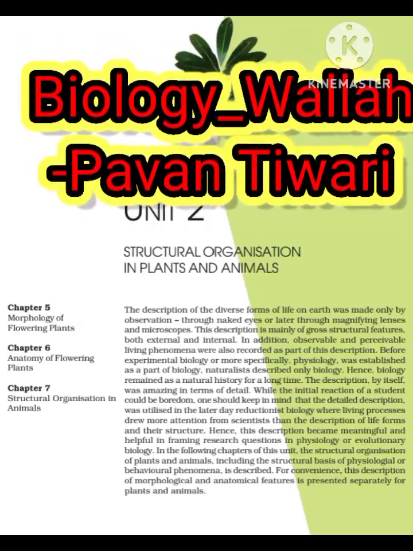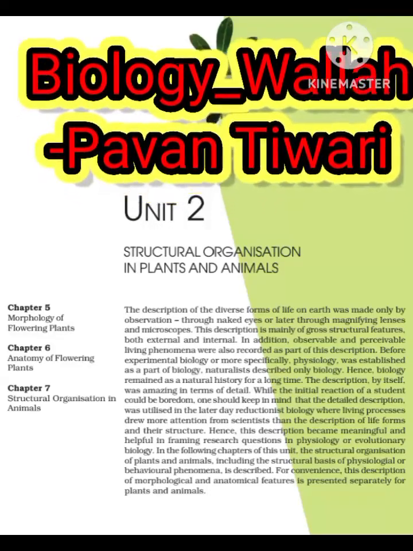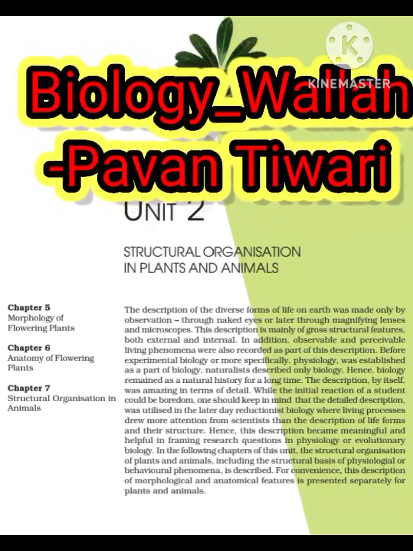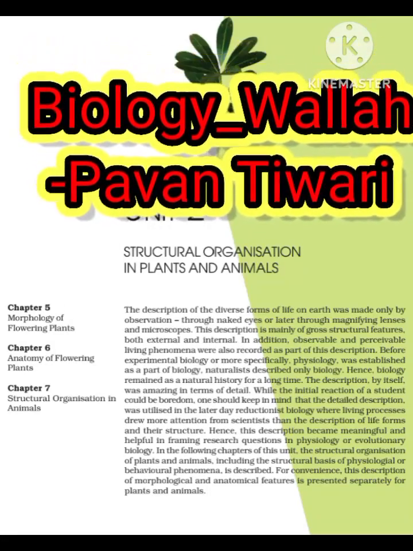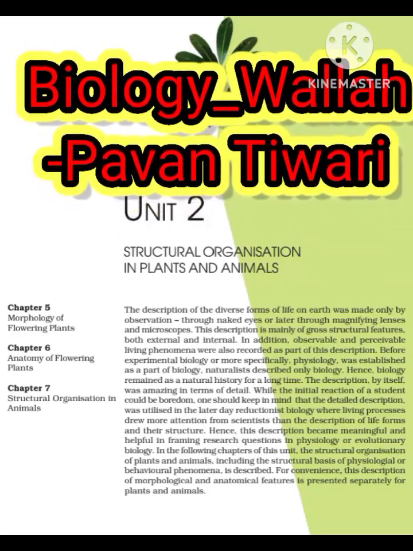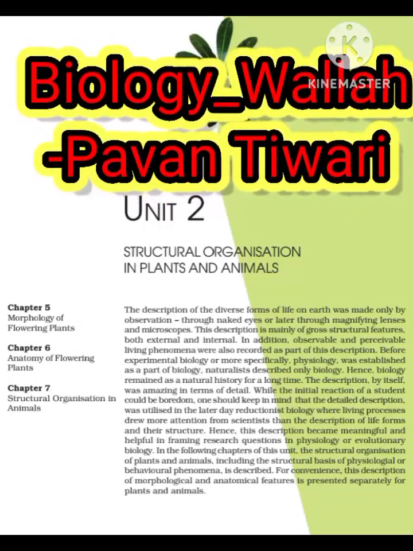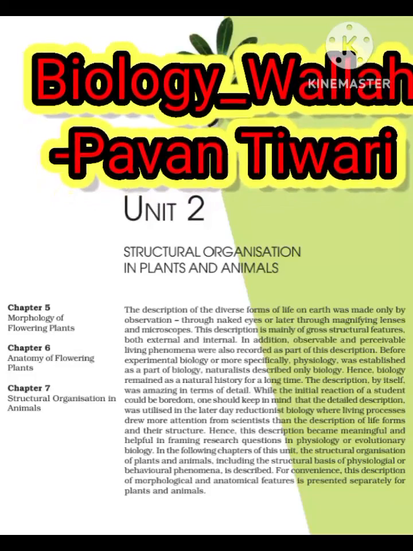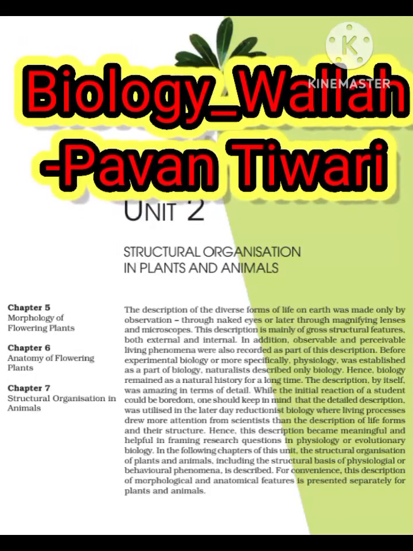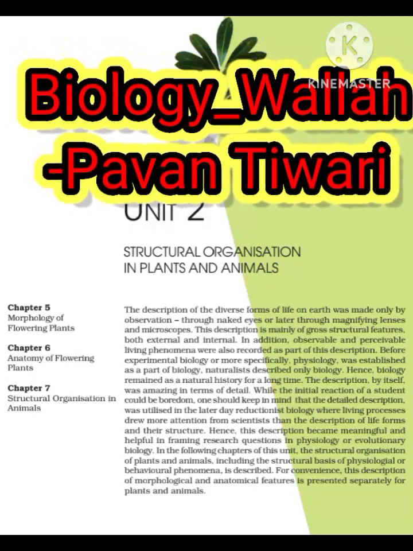The description of the diverse forms of life on Earth was made only by observation, through naked eyes or later through magnifying lenses and microscopes. This description is mainly of gross structural features, both external and internal. In addition, observable and perceivable living phenomena were also recorded as part of this description.